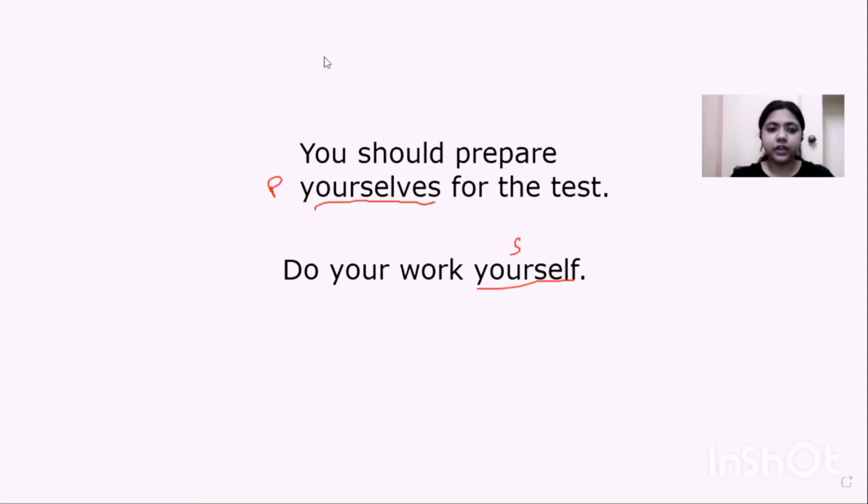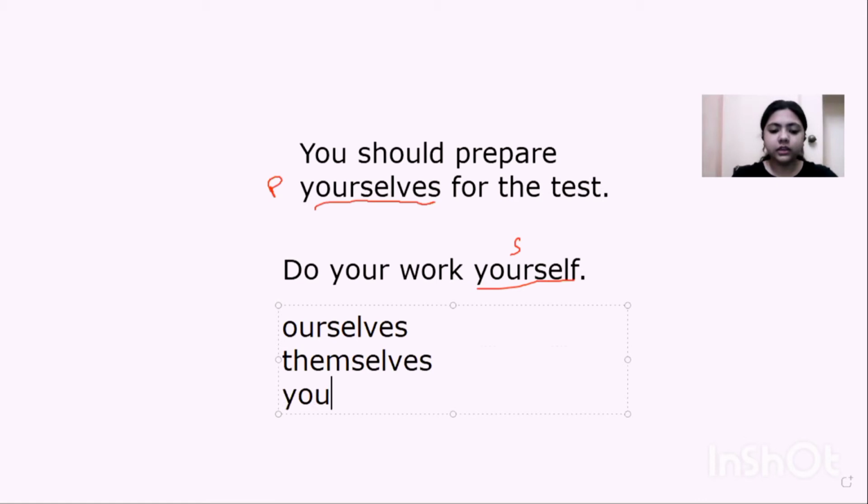All right. For other plural pronouns, I will just write it down for you. Ourselves is the plural one. Then themselves, plural. Okay. Yourselves. So these are all plural in number, whereas for singular number, we use self. That is clear already.